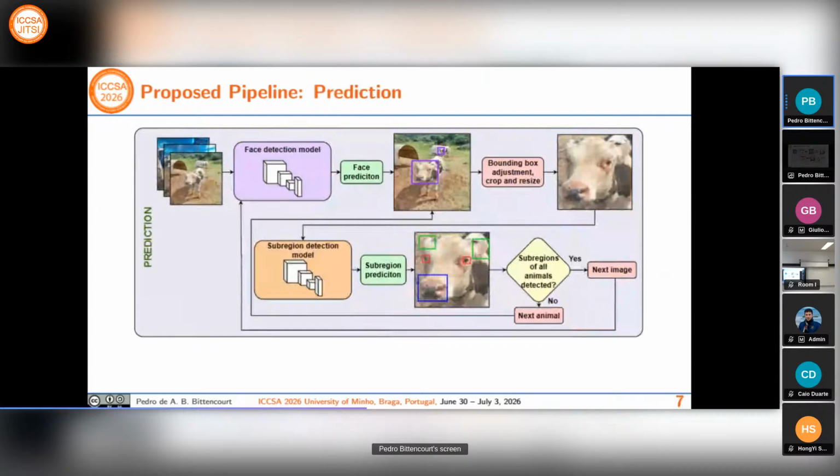Finally, the third stage is prediction. At inference time, the face detection model first locates all faces in the input image. Each detected face is then cropped to a 1:1 aspect ratio, resized to 640 by 640 pixels, and passed to the subregion detection model, which detects the ears, eyes, and the muzzle inside the crop. This process repeats for every face detected in the image.